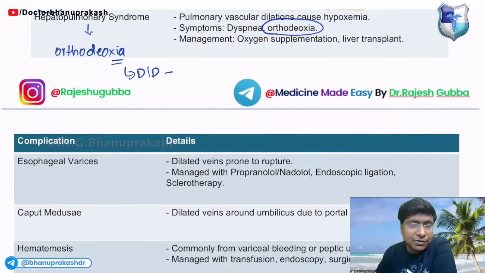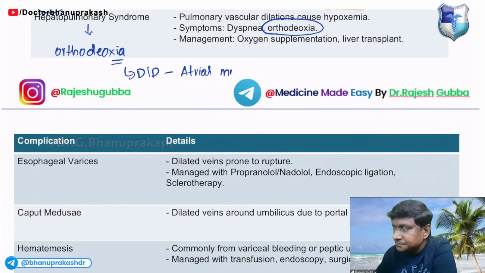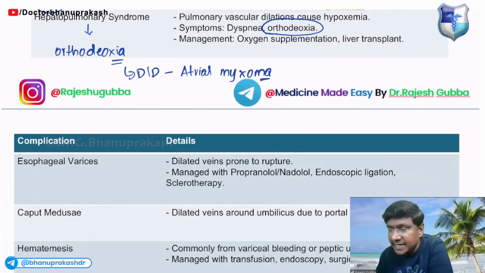Yeah. So the differential diagnosis for orthodeoxia will be atrial myxoma, right? So this will be atrial myxoma, okay? Not ASD. It is atrial myxoma.